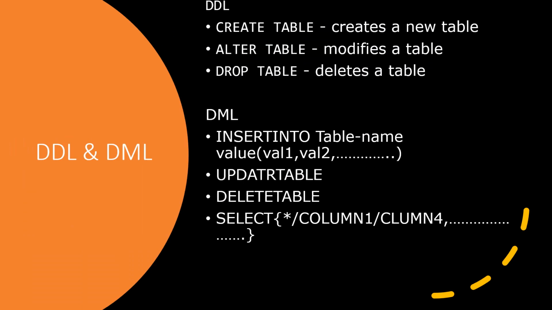So first one is the DDL. DDL stands for Data Definition Language. In DDL we have three types of statement, that is create table, alter table, and drop table. When we use the create command, it is used to create a new table, create a view, create a synonym, or create an alias.